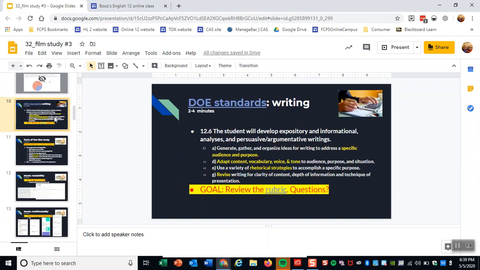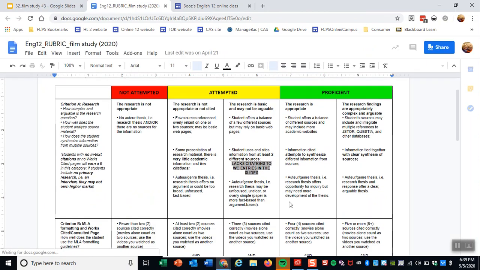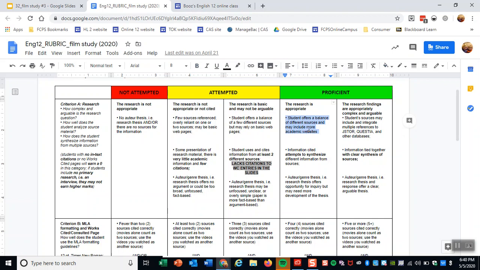So that being said, the idea tonight is for you to think about the writing standards and review the rubric. You can see right here, there's a link to the rubric. And it's obviously adapted to the fourth quarter of 2020. A C or a D would be attempted, and then a B or an A would be proficient.